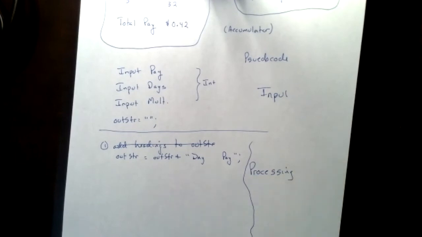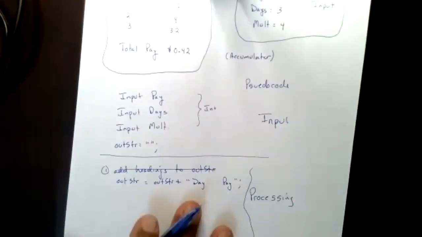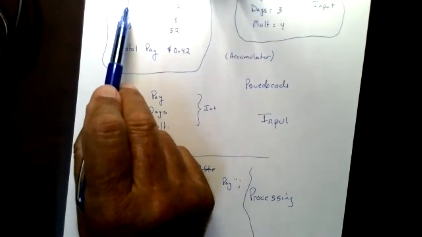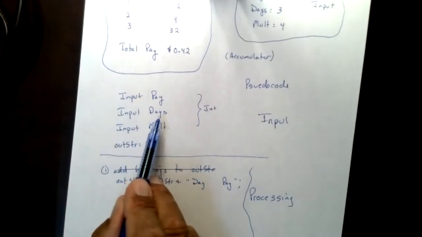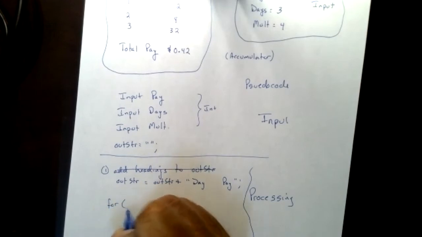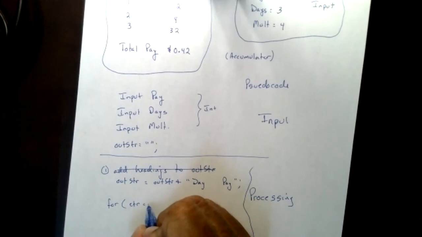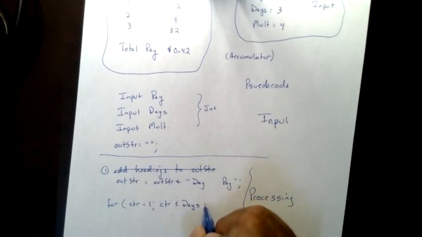All right. The next thing I want to do is I want to have a loop. And I need my loop to run 3 times. Well, it looks like I have a variable day that's going to help me with that. So I'm going to have a for loop, for counter equals 1. We want to start there. Counter is less than or equal to days. Okay, and then counter plus plus.